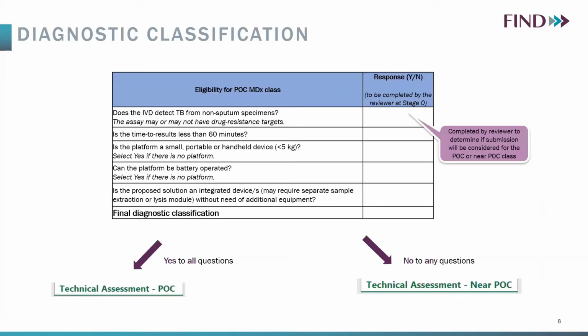So the first part of the assessment matrix is the diagnostic classification, as mentioned earlier. It is a simple checklist, which is used to determine eligibility to be considered under the point of care molecular diagnostic class. So if the reviewer answers yes to all of the questions, the submission can be considered under the POC technical assessment. If the reviewer answers no to any questions, the submission will be assessed under the near point of care technical assessment.